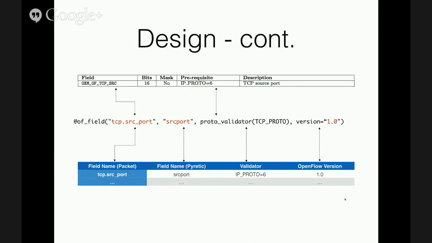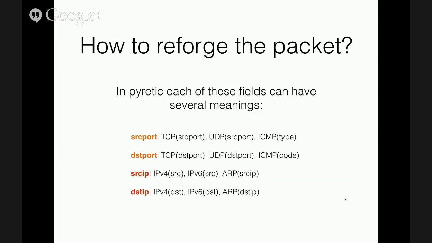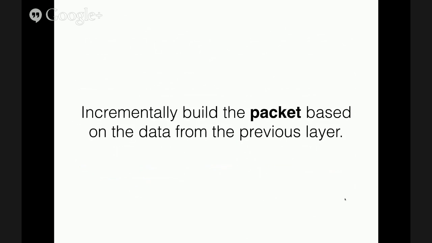Okay. So basically, based on this, we use this relation to specify the OpenFlow packet pipeline. There's a problem though. For reforging the packet, each of these fields can have several meanings. If you look at the source port in pyretic, it can be the TCP source port, the UDP source port, or an ICMP type. So it's not clear, once the packet gets out of the pyretic interpreter, how we should reforge it back into a new packet. Based on that, we decided to incrementally build the packet from the very beginning whenever the interpreter finishes its job. We have a few templates that we use, if I can show it.